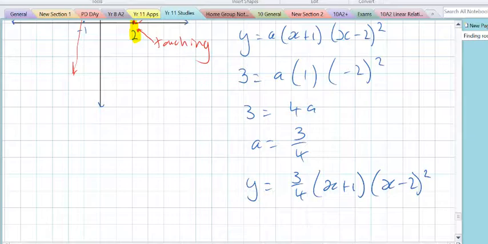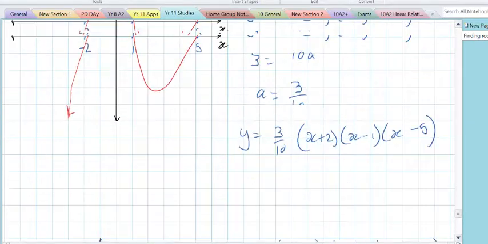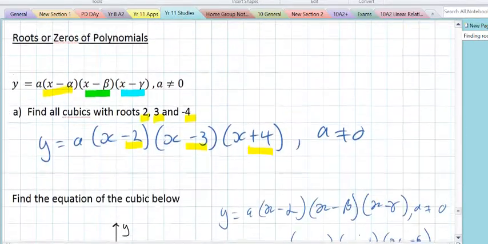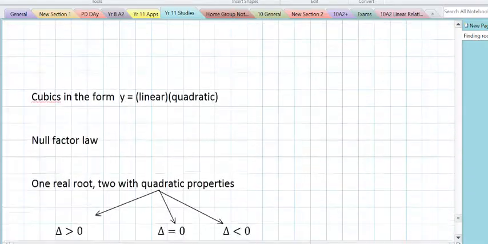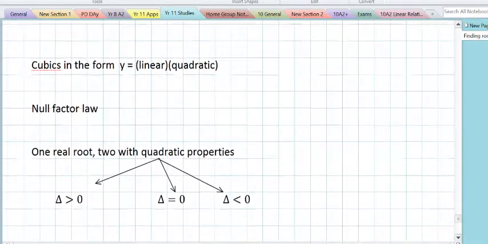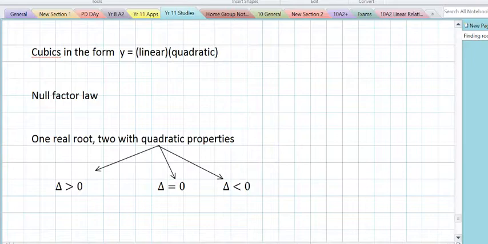Alright? So, using this form here, the 3 linear forms, is quite easy when you've been fortunate enough to be given 3 intercepts you can easily identify. However, it doesn't always work out that nicely. What happens much more often is you get a cubic in the form of a linear multiplied by a quadratic.